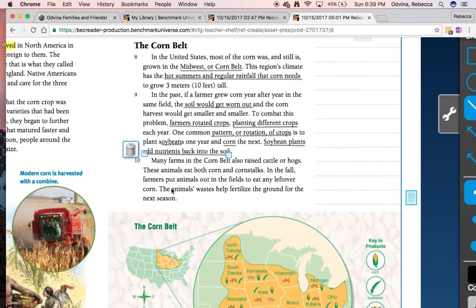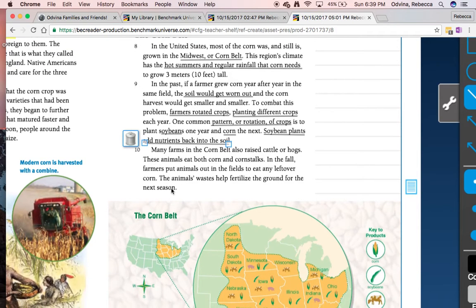So now I'm going on to paragraph 10. In this paragraph, I read about another idea, how farmers also used animals to help keep soil healthy. Sentences 3 and 4 have the key details. So I'm going into here's my paragraph 10.